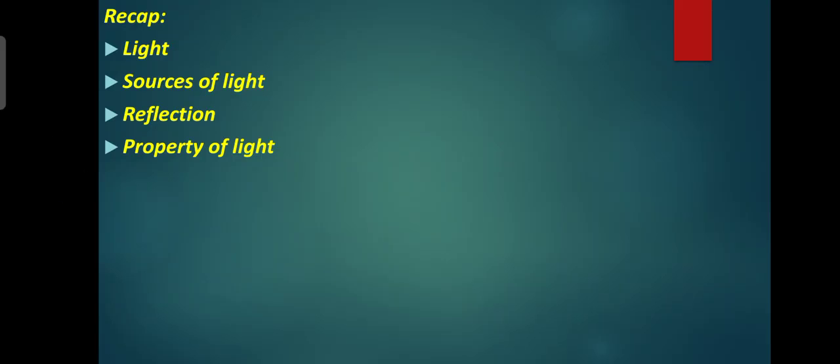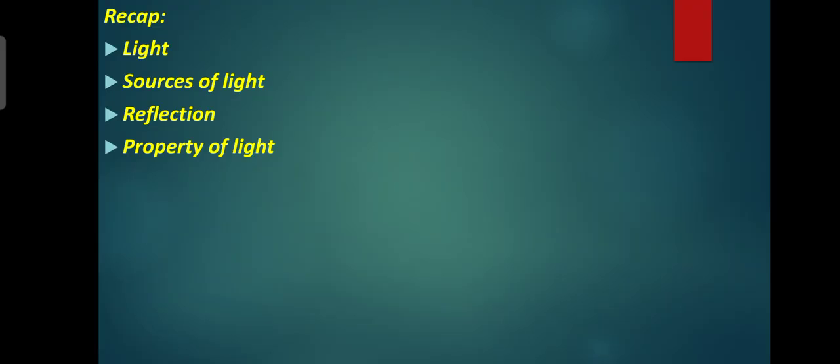Second one, sources of light. Objects which are able to emit light are known as light sources. Light rays can come from different sources. There are two types of sources of light: natural sources of light, and second one, artificial sources of light. First one, natural sources of light.